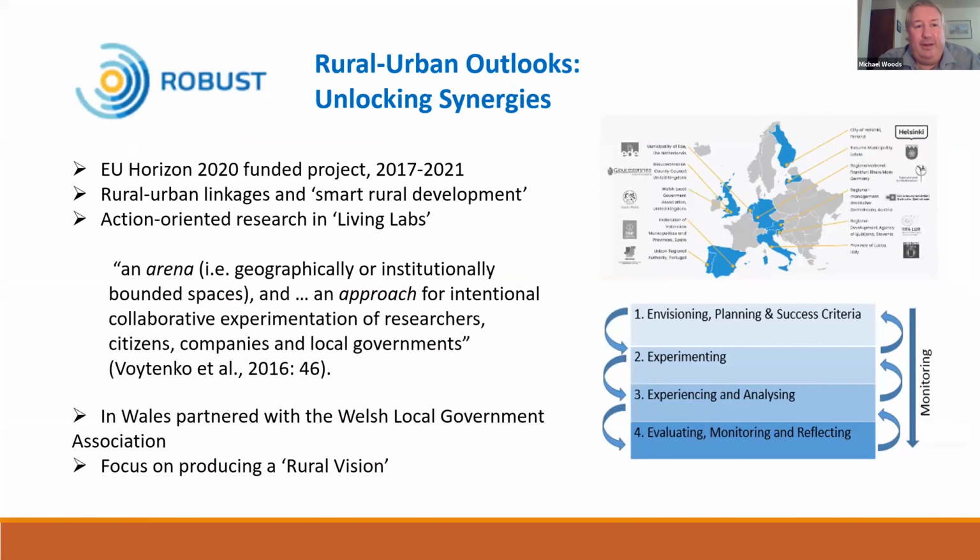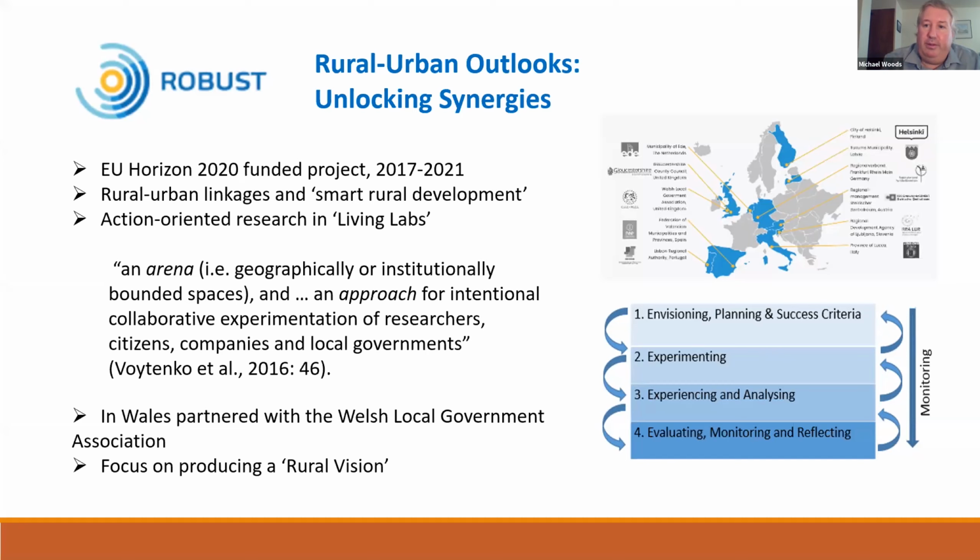The second brief example I want to then mention is current research we're doing with a Horizon 2020 project on rural urban outlooks, ROBUST. And this whole project is designed around an action-oriented methodology using what are called living labs. Living labs are focused on particular places or arenas of a type, and they involve the collaboration of academic and non-academic stakeholders in experimental research, playing with ideas, but with a practical outcome.